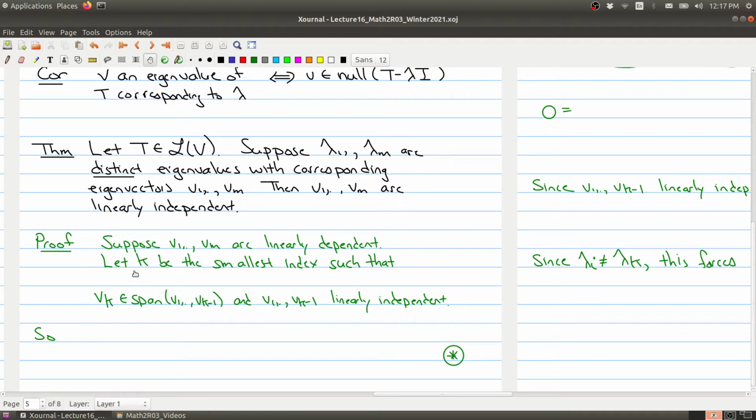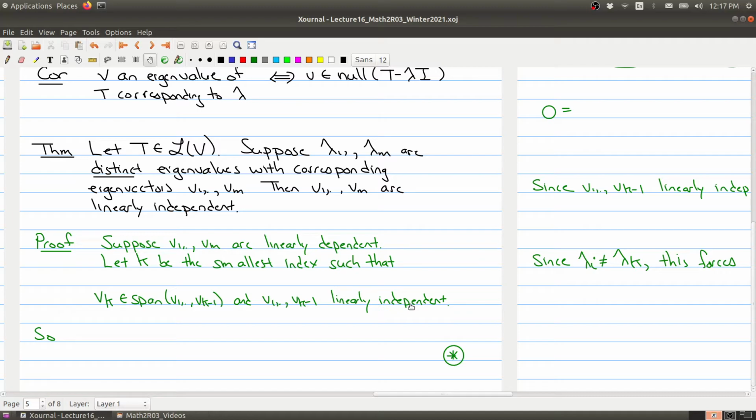And let's prove it. The proof is by contradiction. So suppose that these vectors are actually linearly dependent. Now, if they're dependent, there's going to be a smallest index k such that vk is in the span of v1 up to vk minus 1, and v1 up to vk minus 1 are linearly independent.